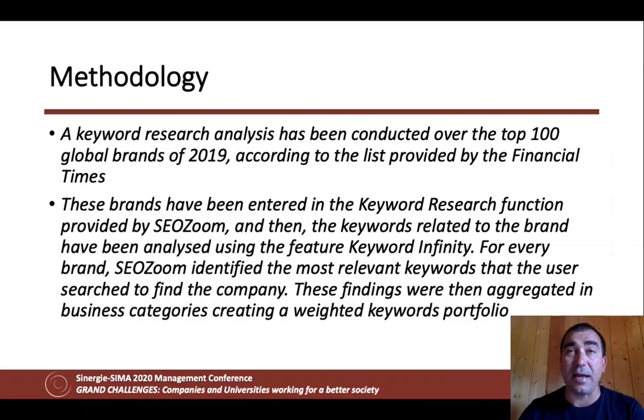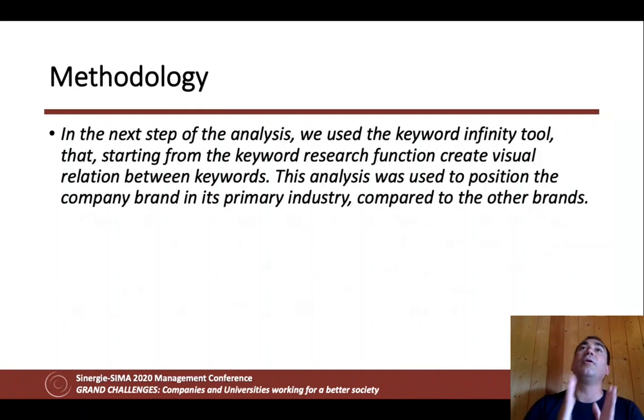So we identify the keywords, and then we aggregated the keywords in groups by business area, and then we identify a portfolio of keywords, and then we identify the most common keyword for every business area, and we used another tool. We used another tool coming from SEOZoom that is a keyword infinity tool. The keyword infinity tool suggests a relation between keywords.